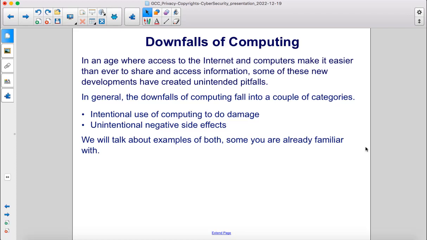In general, the downfalls of computing fall into a couple of categories: intentional use of computing to do damage, and unintentional negative side effects. We will talk about examples of both. Some you are already familiar with.